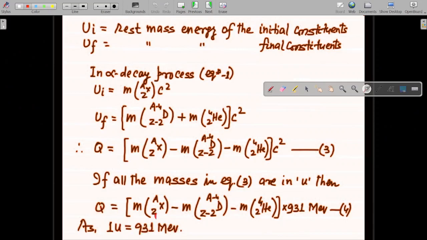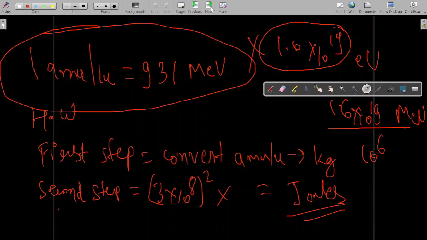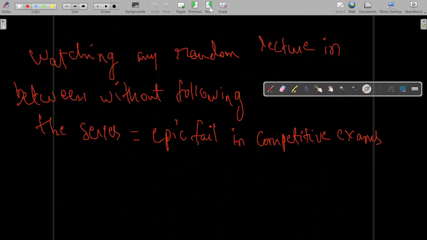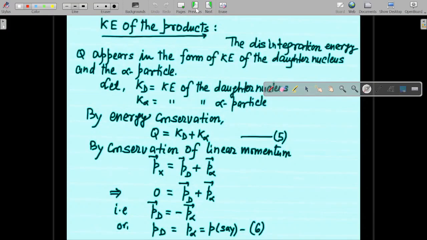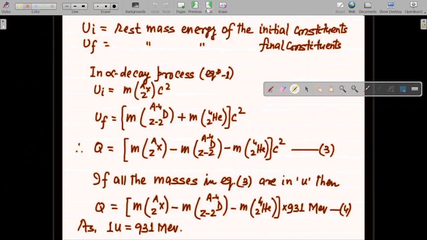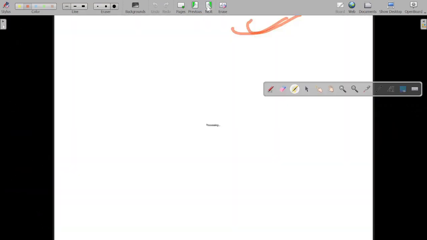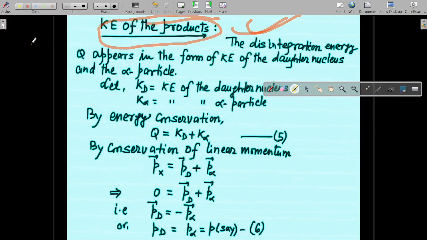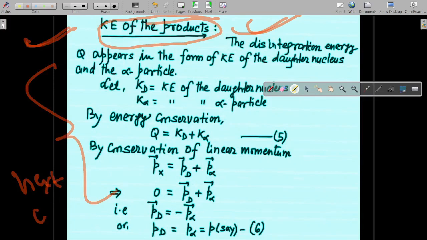So successfully we have got the Q value like this, and let's suppose this is your equation number 4. Then comes the kinetic energy of products part. You have successfully found the Q value. The kinetic energy of products onwards we will do in the next class.